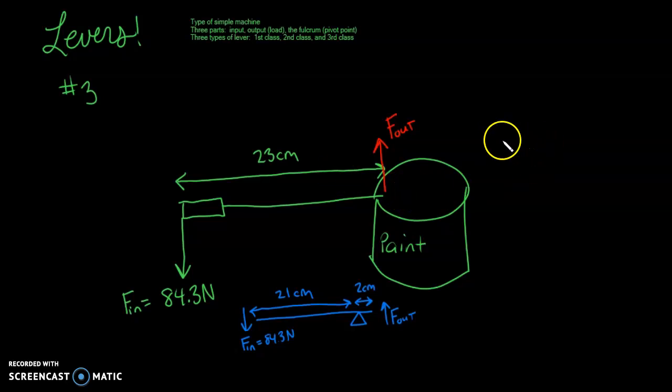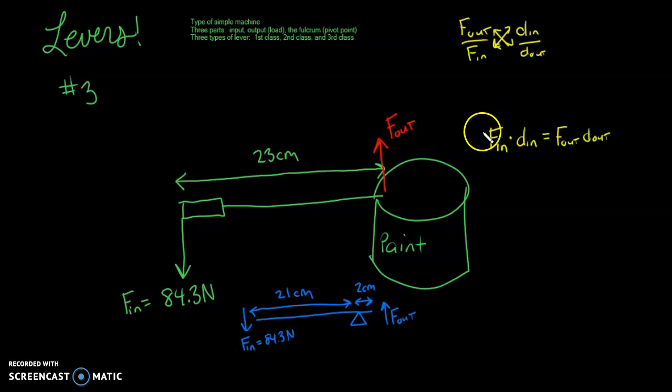Switch to yellow for the calculations here. So my force in times my distance in is going to equal my force out times my distance out. And there's lots of ways you can come up with this. One of the bigger ones, mechanical advantage: F out divided by F in equals D in divided by D out. If you manipulate that around, do cross multiplication, you end up with this here.